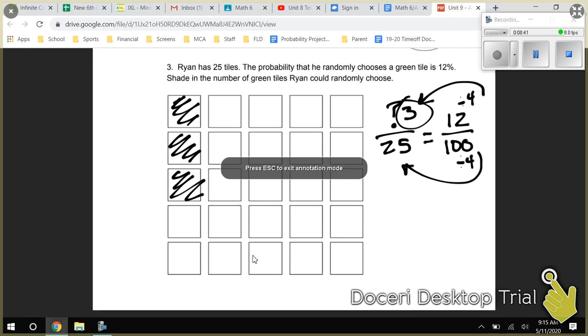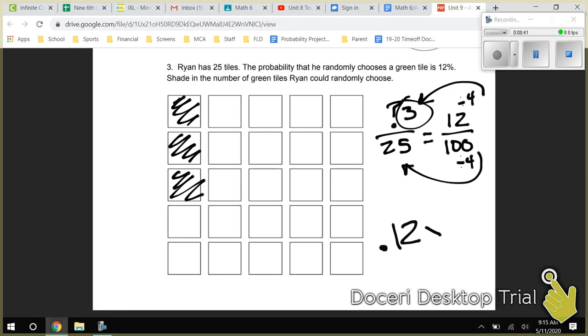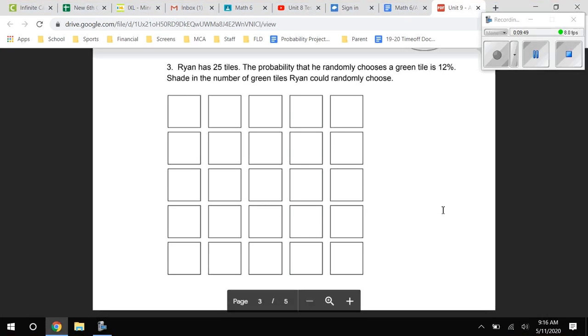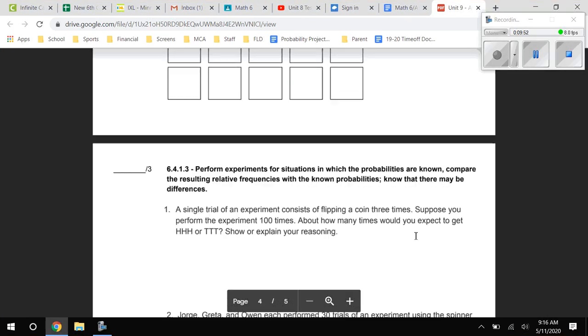So anyways, go ahead and take a look at that. Another thing you could do is you could take 12%, change it to a decimal, and multiply by 25, and that would also give you 3. So there's a couple different ways you could get that to show your work. It doesn't matter how you do it as long as you can come up with that answer.